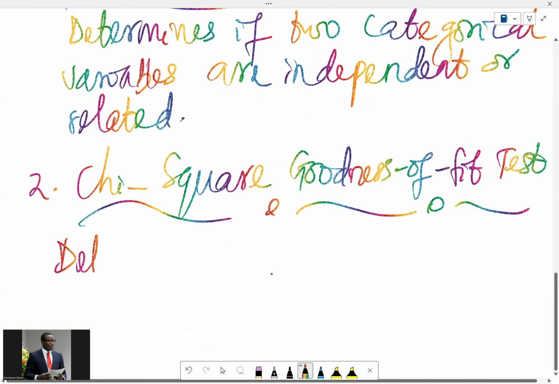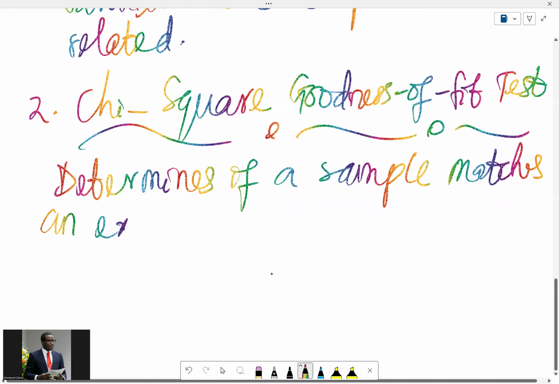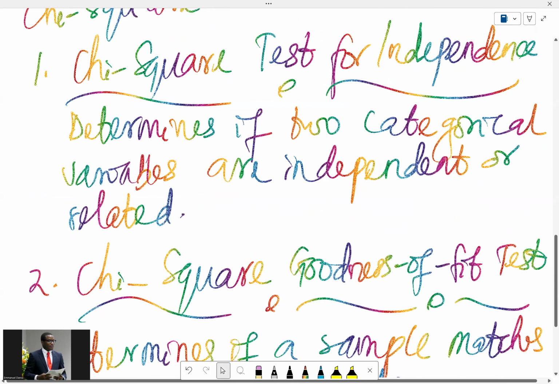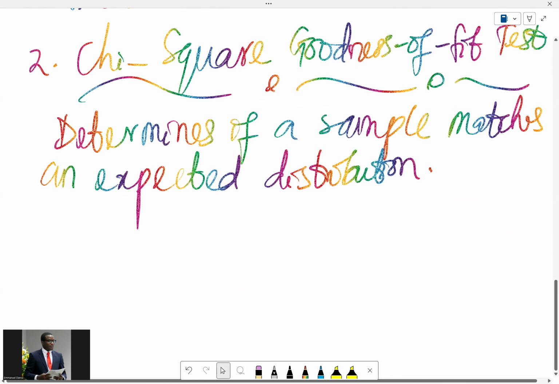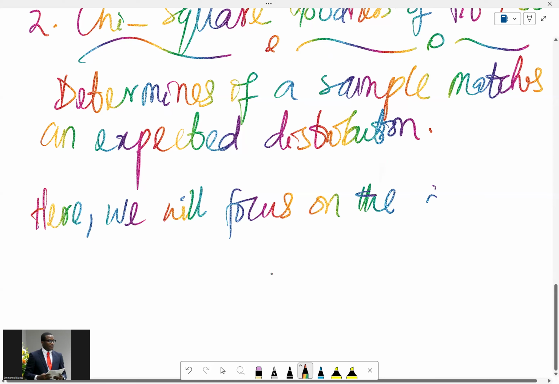This determines if a sample matches an expected distribution. So here we will focus on the first type, the chi-square test of independence.